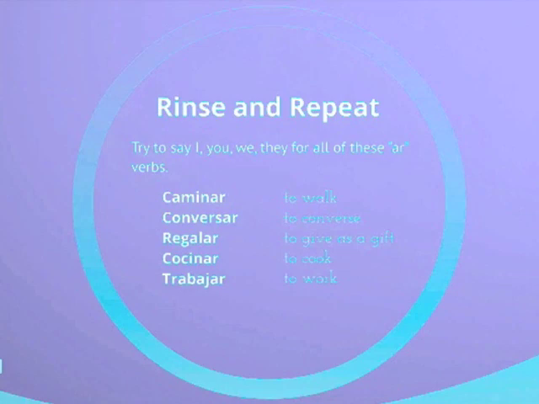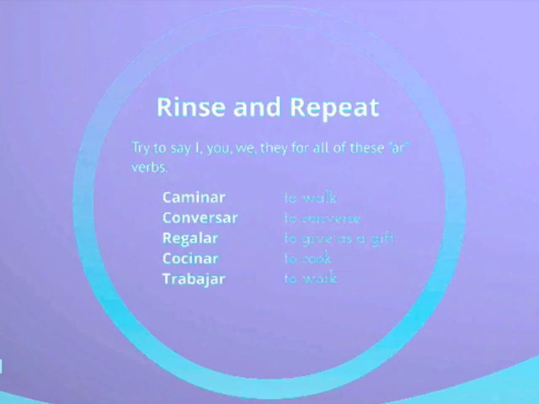Those are the terminations. So look at caminar, and you'll see that if you take the AR part off, you're left with camin. So let's conjugate it. Camino, camina, caminamos, caminan. I walk, you walk, we walk, they walk.